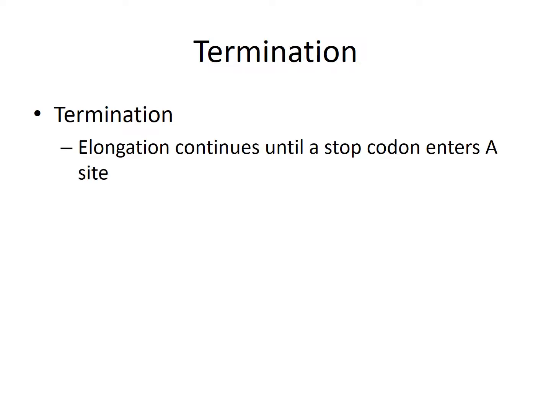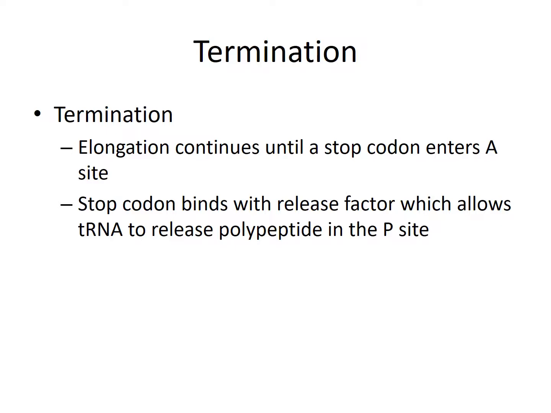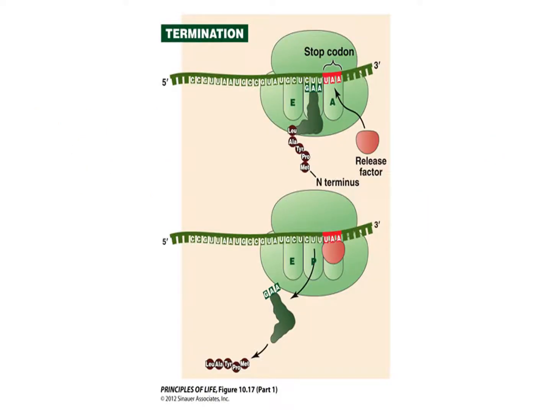Now this process keeps going until you get to a stop codon. And once you hit the stop codon, and that's going to enter the A site on that large subunit, that's going to tell release factors to come into the A site and release the large subunit from the small subunit, release the tRNA, and release the polypeptide chain. And everything's just going to sort of go away.